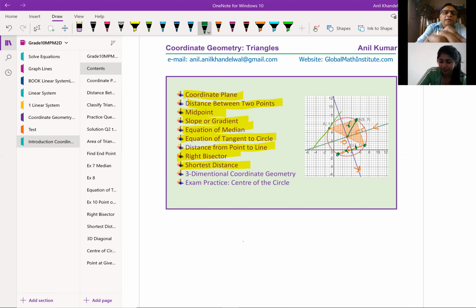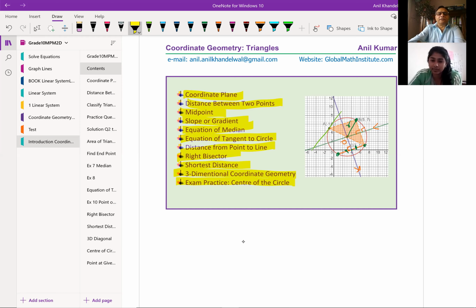I'd also like to take up a case where we'll talk about three-dimensional coordinate geometry. Many times circle questions will be extended to spheres and different shapes, so it's a good idea to talk about three-dimensional coordinate geometry. And then we'll take up examination style practice questions where I'll pick up one with all the above concepts, right? So when we talk about all the above concepts, we are in full circle. Do you understand?